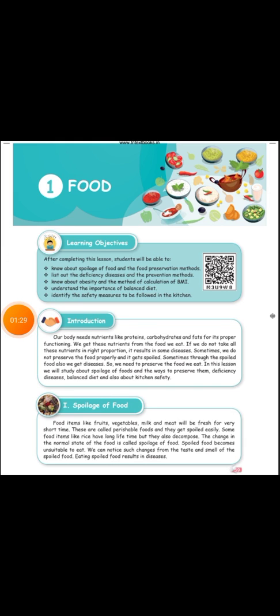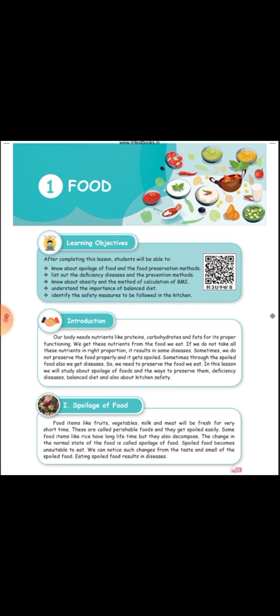So see, the first one is spoilage of food. What is spoilage of food? The change in the normal state of the food is called spoilage of food. Spoiled food becomes unsuitable to eat. We can know the changes.